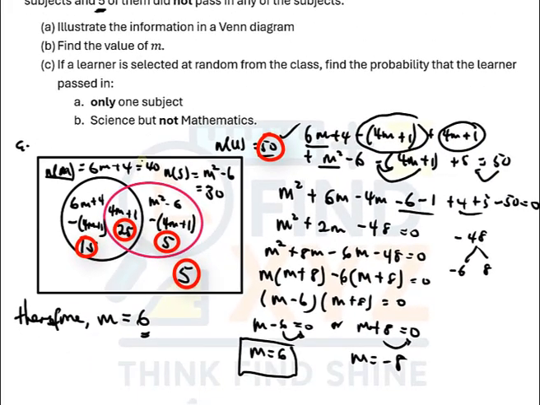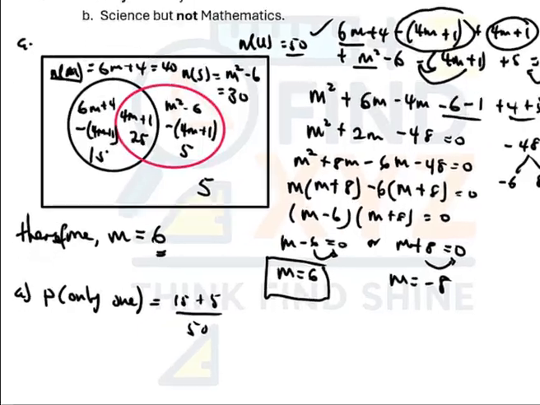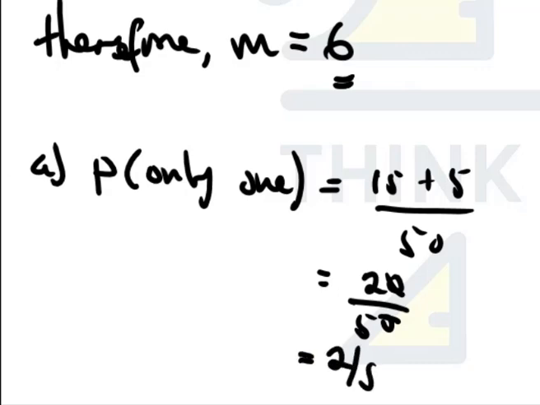In the last task, we are asked to find the probability that a learner pass only one subject. So only one subject can either be only maths or only science. And what is the number? 15 plus 5. So the probability of only one will be only maths or science. So that will give us 15 plus 5 out of 50. That is the sample space we are selecting from. And that will give us 20 over 50. Then when we simplify this, we are going to have 2 over 5. So it means that the probability that a student pass only one subject is 2 out of 5.